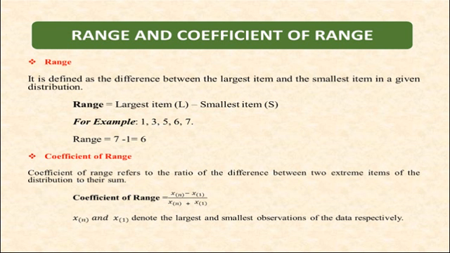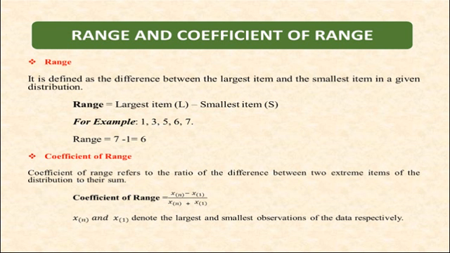For example, we have distribution 1, 3, 5, 6, 7. In this distribution, the smallest item is 1 and the largest item is 7. So, to calculate range, we have to deduct 1 from 7. That is largest item minus smallest item, which is equal to 6. Range is equal to 6.